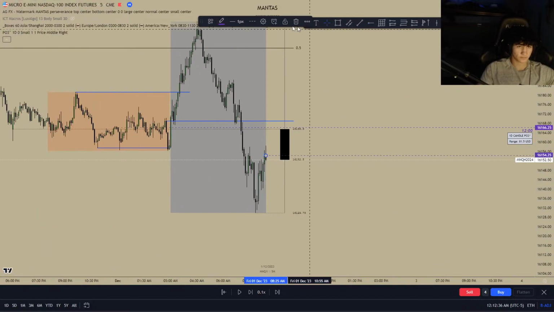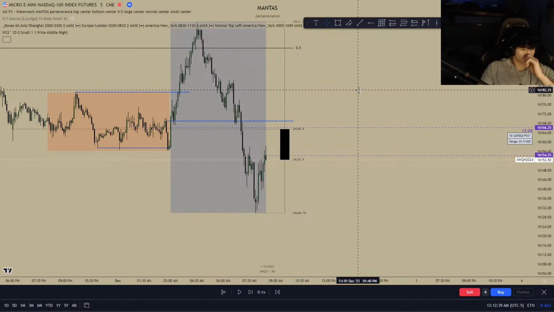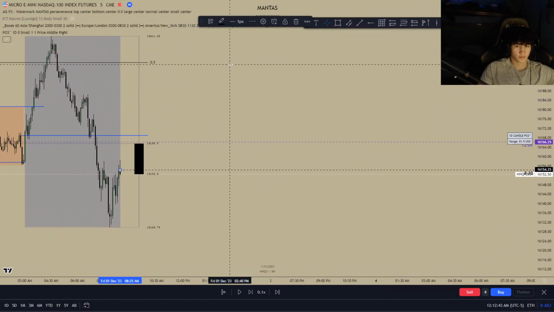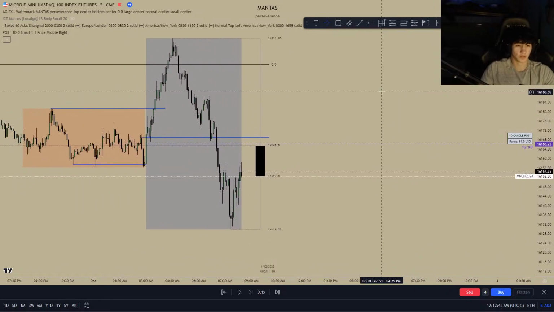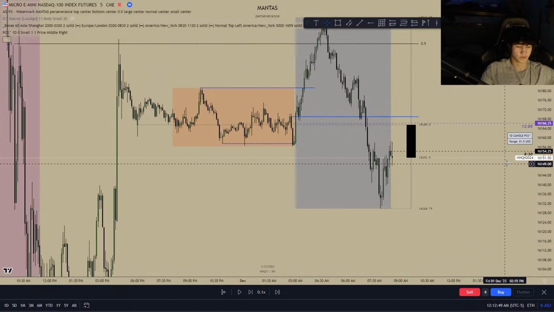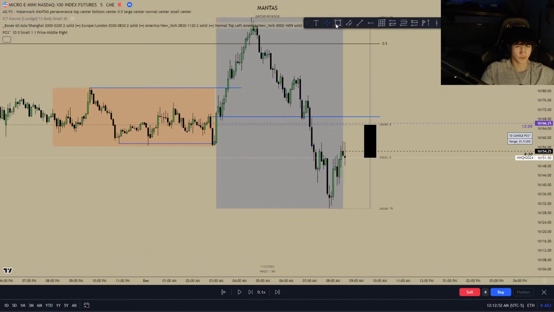We could definitely come higher though, as the market maker buy model. 8:30 open. Did I mark it out? Oh yeah, we got it. Okay, so both marked out. 8:30 open. Now let's see what we do. This is where I want to be looking for long. I mean, you can see this right here. This is where I want to be looking for longs.